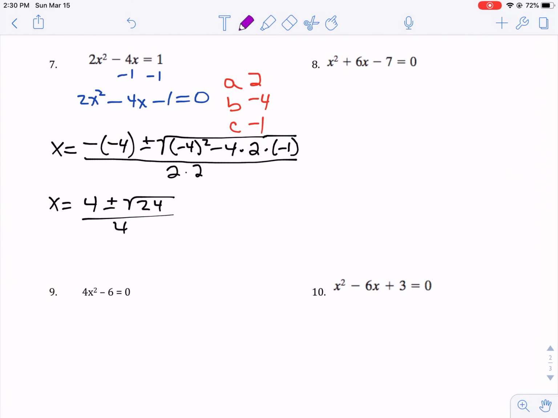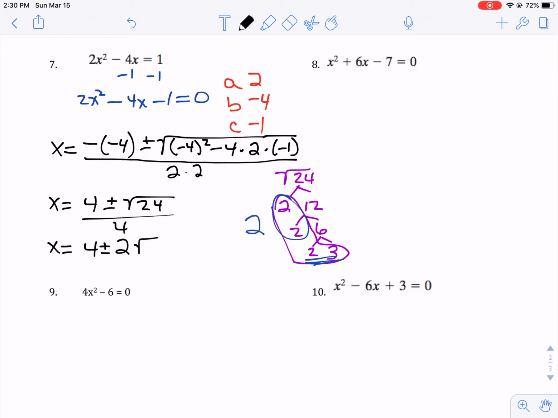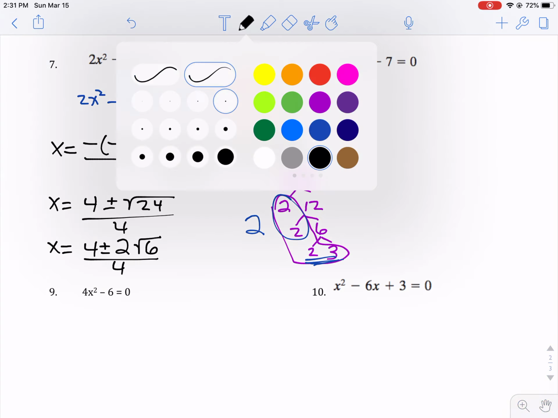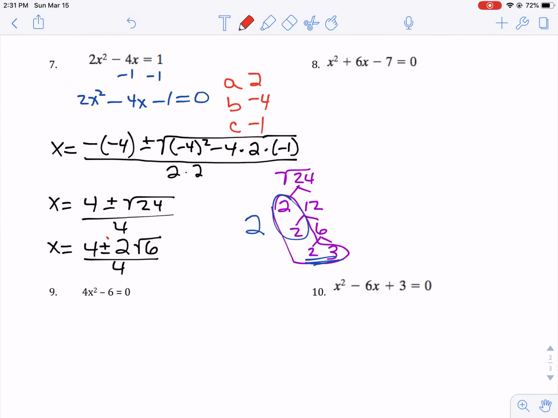So over here on the side, I'm going to simplify square root of 24. That's 2 times 12, 2 times 6, 2 times 3, hockey stick. One group of 2, so a 2 comes out, this 6 stays in. So that now gives me x equals 4 plus or minus the 2 that came out. 2 and the 3 come back together to make 6, all over 4. Then I draw a heart around my pretty numbers.